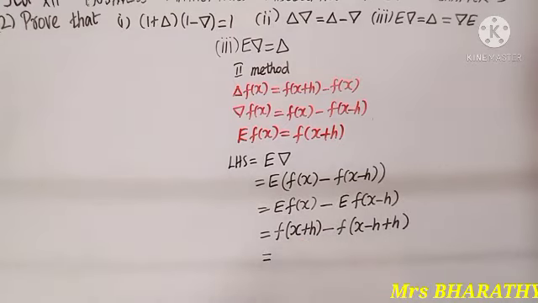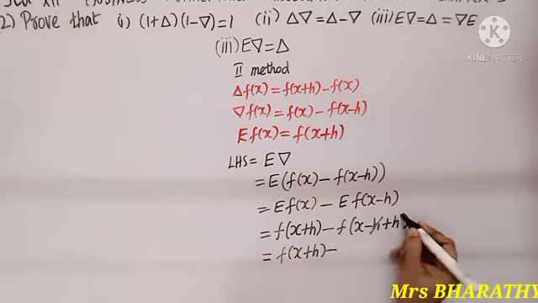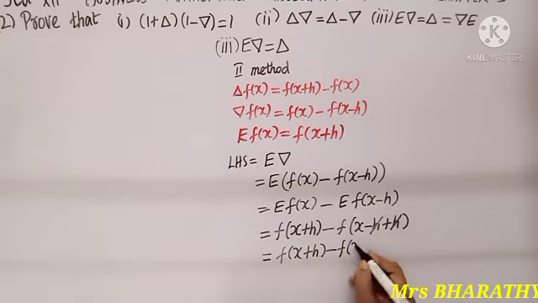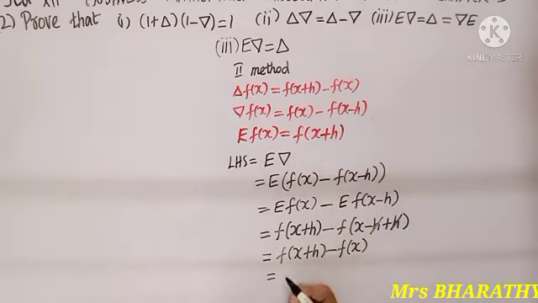The next step, f of x plus h minus, here minus h plus h cancels, I just get f of x. What is f of x plus h minus f of x? It is nothing but delta. So we started with LHS and arrived at RHS.